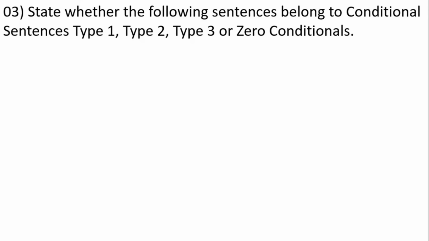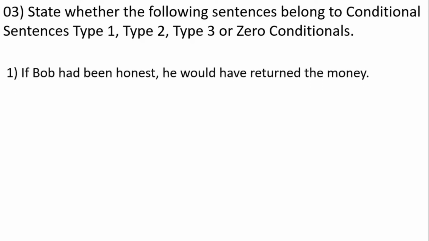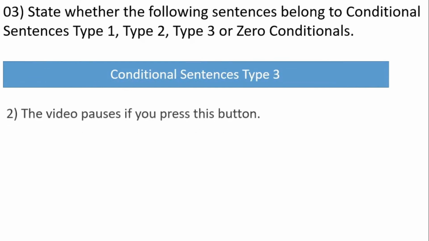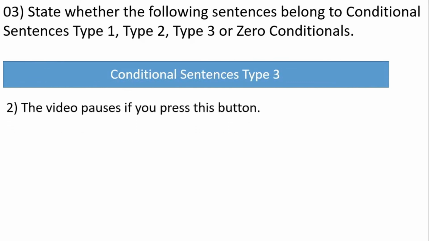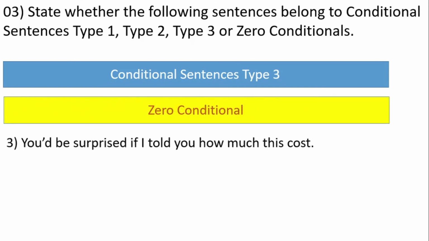Activity 3. State whether the following sentences belong to conditional sentences type 1, type 2, type 3 or 0 conditionals. First question. If Bob had been honest, he would have returned the money. This sentence belongs to conditional sentences type 3. Second question. The video pauses if you press this button. 0 conditional.